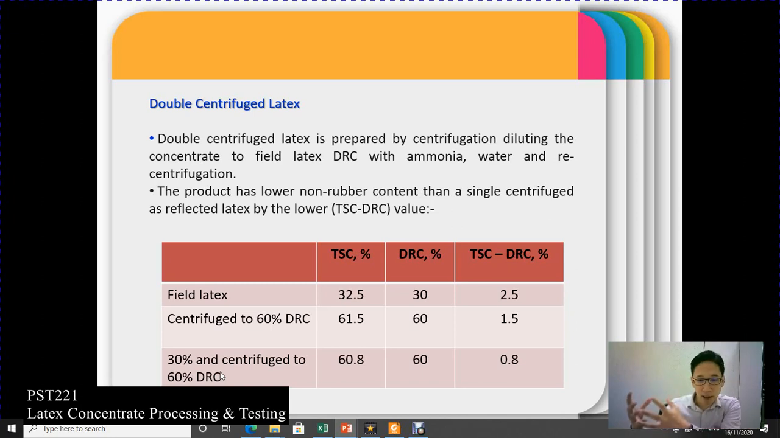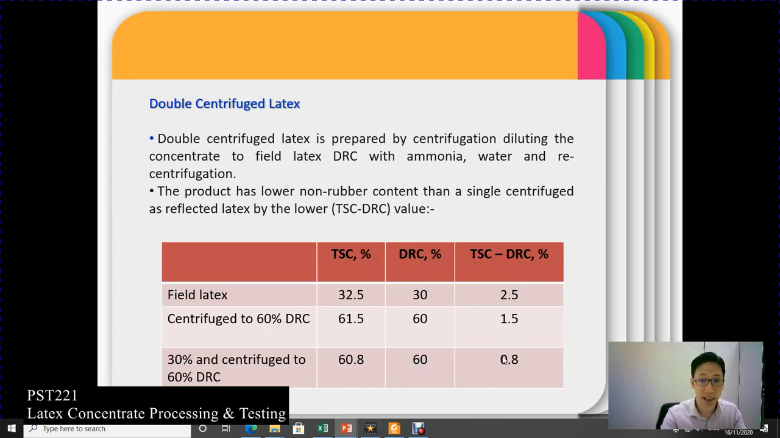Centrifuge dapat latex pekat, awak tambah air dengan ammonia, dan awak guna balik centrifuge machine to produce a 60%. Itu cara dia, cairkan dan pekatkan balik. So the effect is significant because the TSC values drop significantly, from 61.5 to 60.8, and the DRC remains the same, which is 60, and the RC value reduced significantly from 1.5 to 0.8.